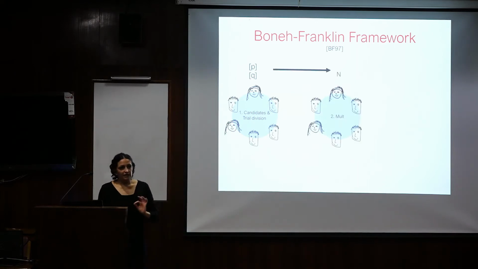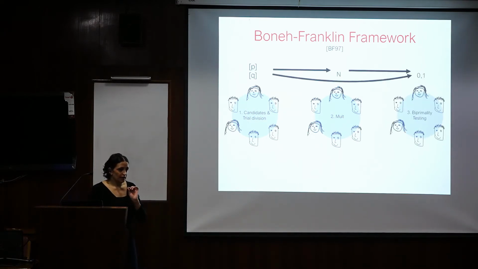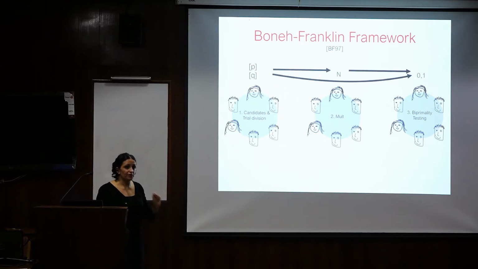In the second phase, they compute the product, and then they designed a biprimality test that takes the RSA composite, or the candidate, and checks whether it is actually a product of 2 primes. So these are the 3 main steps in their protocol.